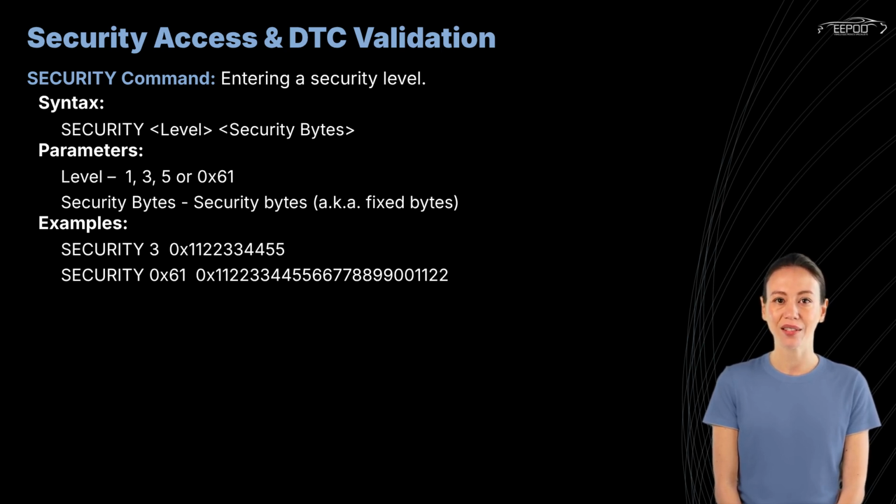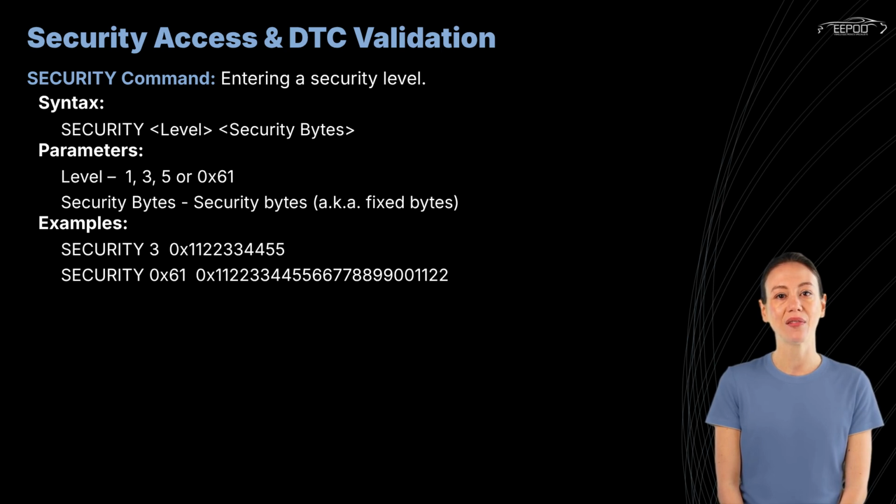Real-world tip: some ECUs will lock you out if you fail the key 3 times, so be careful when testing. Also, some security levels require a different session to be active, like extended or programming, so always switch sessions first before attempting a security unlock.